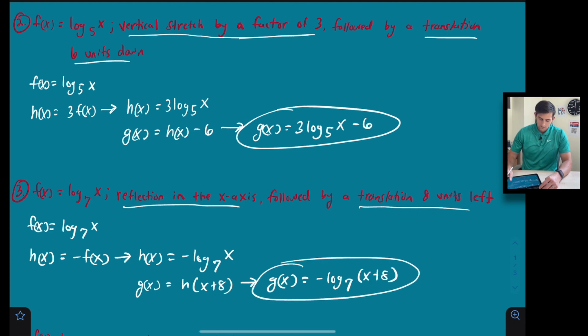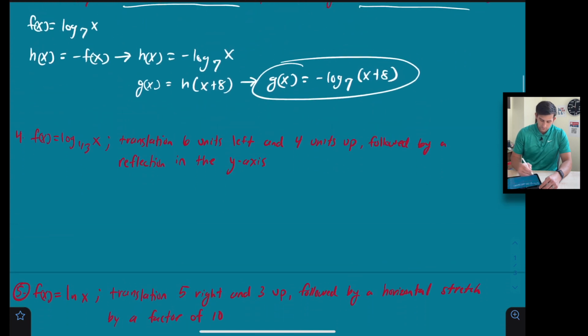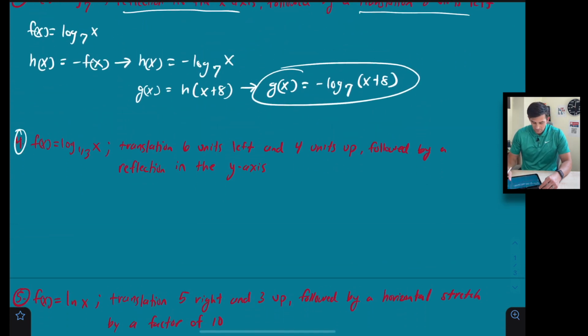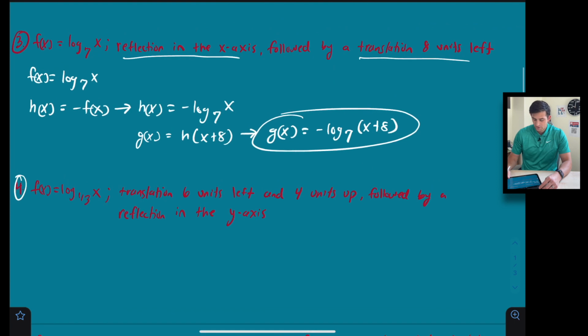Okay? All right, number 4, circle this number 4 here. F of x equals log base 1/3 of x. We're going to translate 6 left, 4 up, and we're going to reflect in the y-axis. Okay, so we're going to start off here once again. F of x equals log base 1/3 of x.